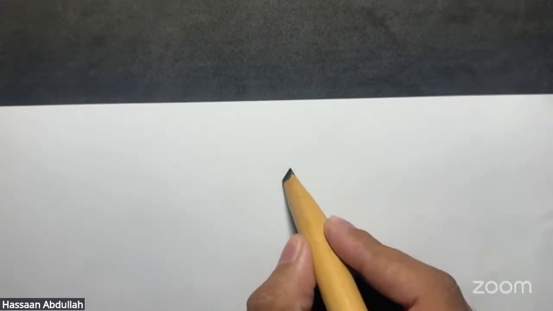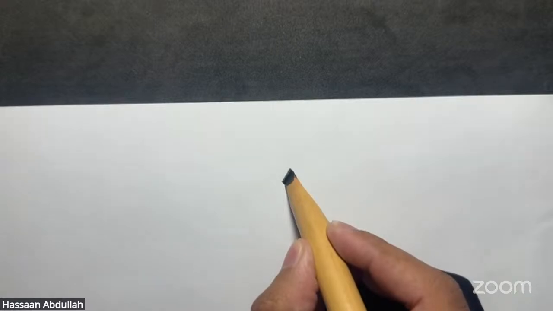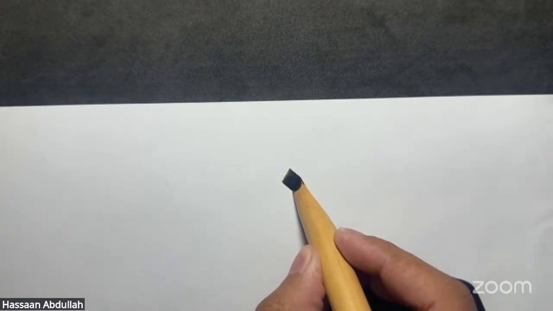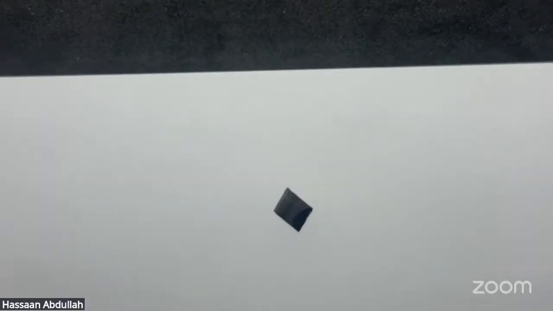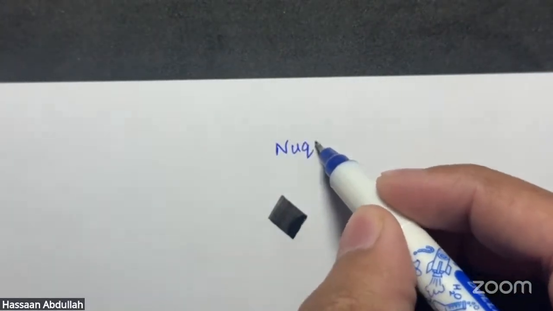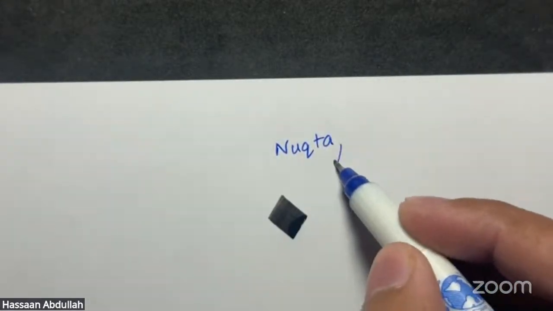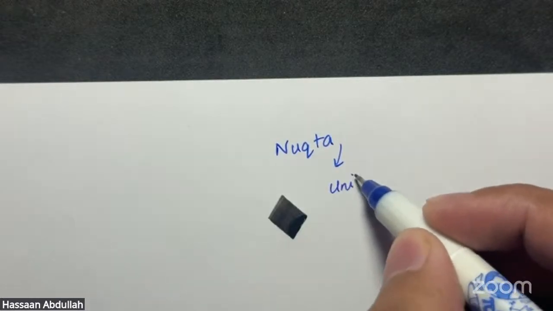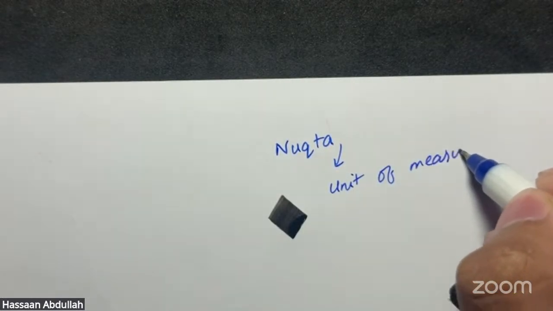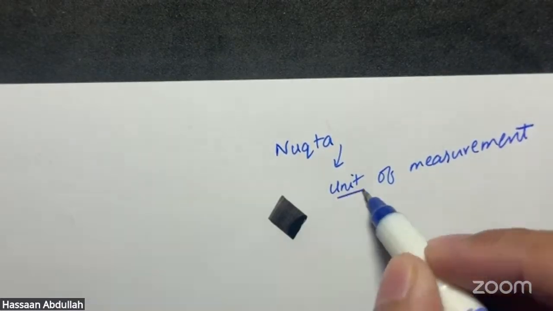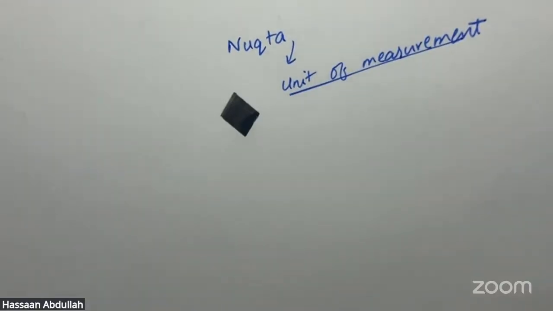in calligraphy we have nukta, or in English you can call it dot. Basically, you can call it the unit of measurement in calligraphy. We are going to use nukta for our measurements, for our mizan of letters.